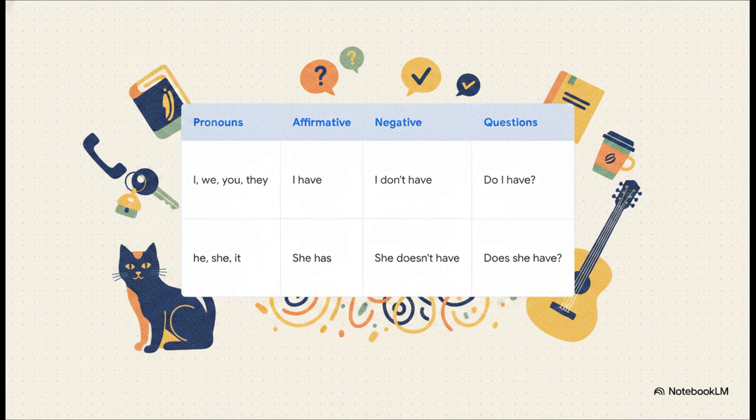But pay super close attention to the pronouns he, she, and it. The crucial takeaway here is that the verb actually changes shape for these pronouns. It becomes has. She has a new guitar. The negative form turns into doesn't have, and the question uses does. Take a quick second right now to picture something you own. Maybe it's a smartphone, a car, or even a pet. Say it in your head. I have a... See, you are already nailing this.